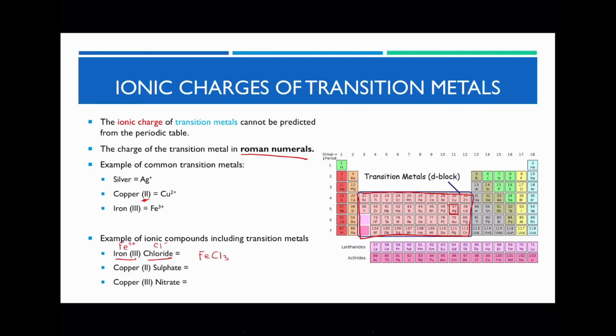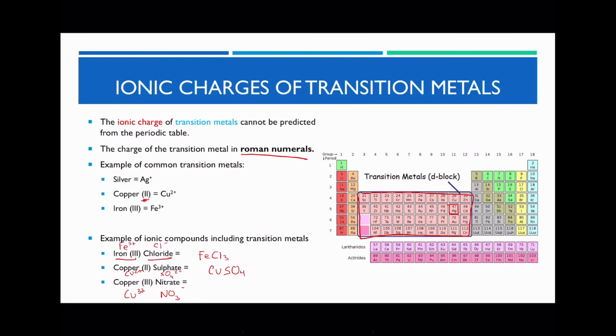Next example is copper sulfate. So this is copper 2, so therefore this will be Cu2+. Sulfate is SO4 2-. So the 2+ and 2- crisscross with each other, but remember again, if they're the same number, they can be simplified to 1. So our answer in this case is going to be CuSO4. And for the last example, you've got copper 3, so Cu3+ with NO3-, in this case, crisscross.